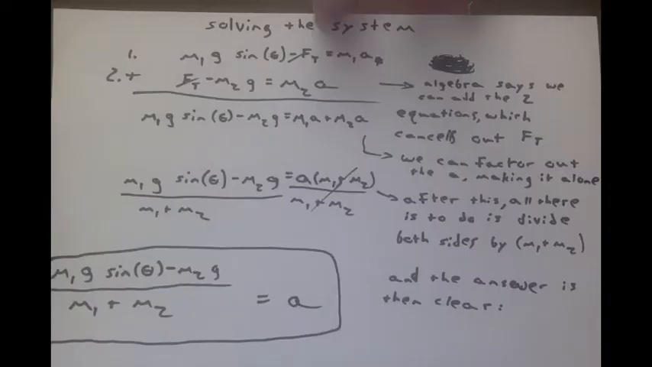So I solved this system by doing elimination by addition of both of the equations, so that I came up with m1g sine theta minus m2g equals m1a plus m2a. And I was able to factor out the a from the right side to make it a times the quantity m1 plus m2. So then I divide both sides by m1 plus m2 to move it over to the other side, and I had just a equals m1g sine theta minus m2g over m1 plus m2. And that's the answer.